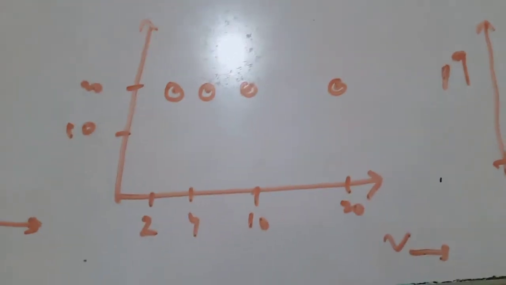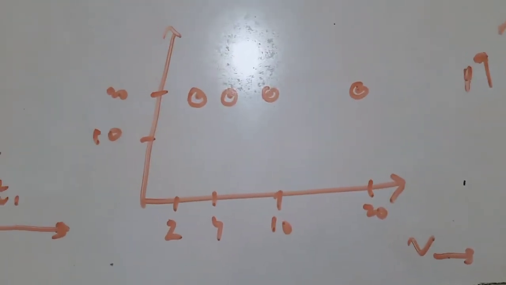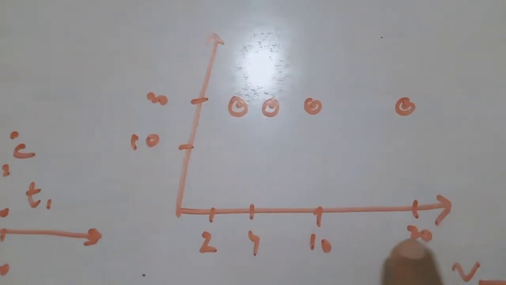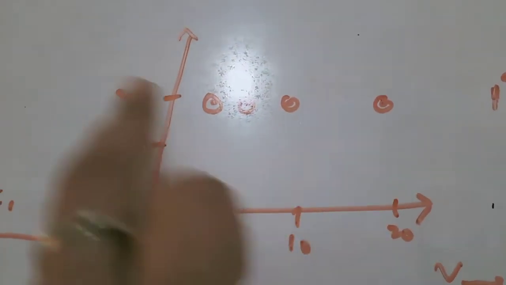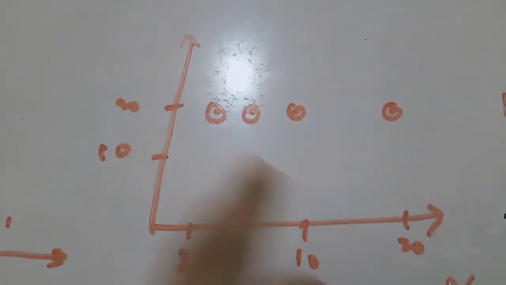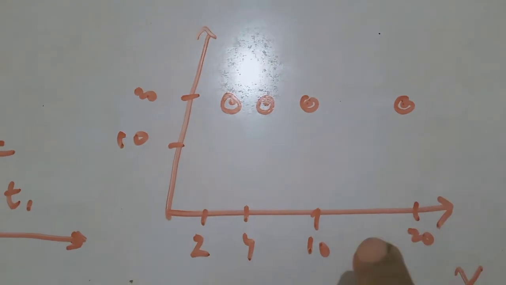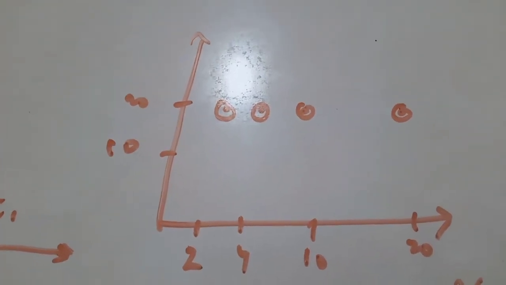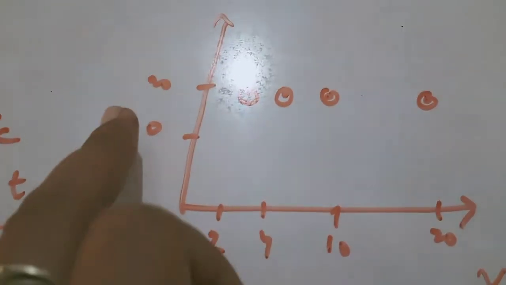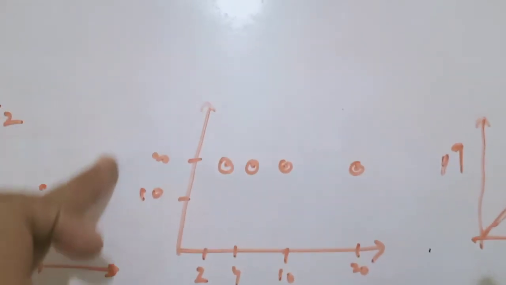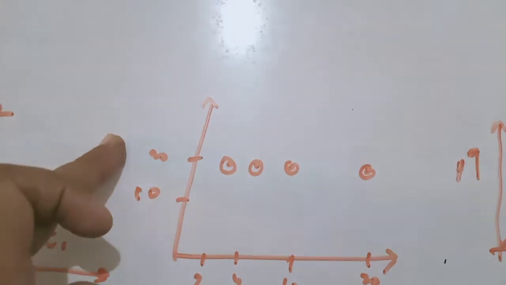If you draw a PV versus V graph or a PV versus P graph, you will get a straight line parallel to the V axis, or parallel to the P axis respectively. How? Because PV is always constant. Here, along the Y axis, we have taken PV. Now PV is equal to constant.